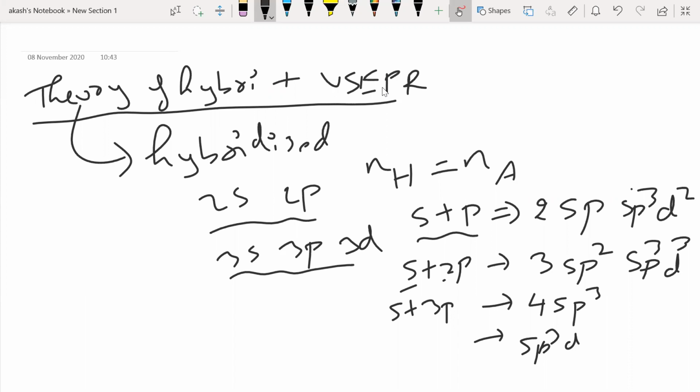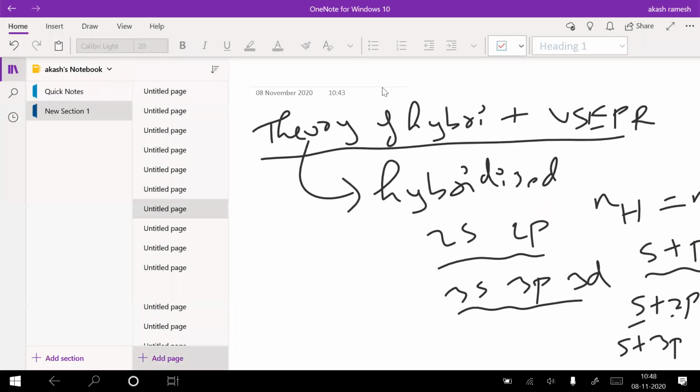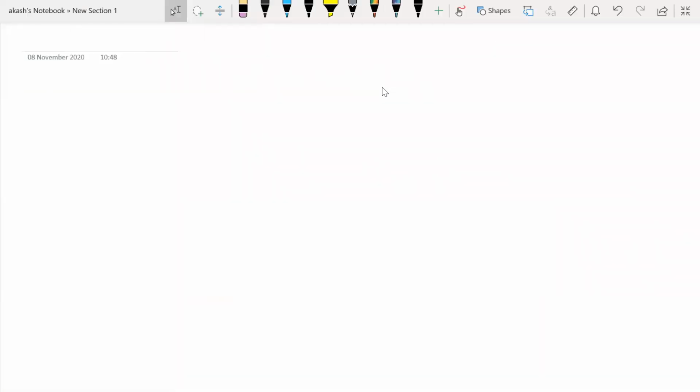Just by looking at the molecule, how will you decide what the hybridization is? For that, I'm going to give you a trick. Let me add a page. We are going to see how to predict it exactly, without even spending 10 seconds to determine the hybridization.